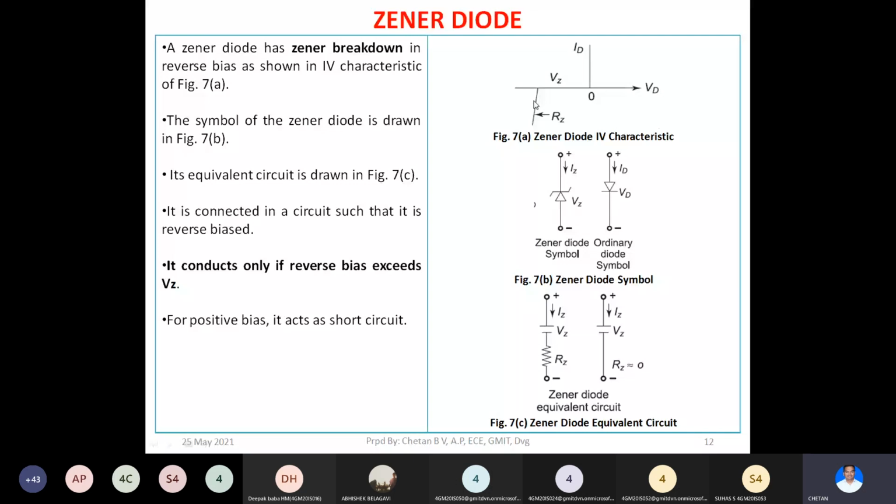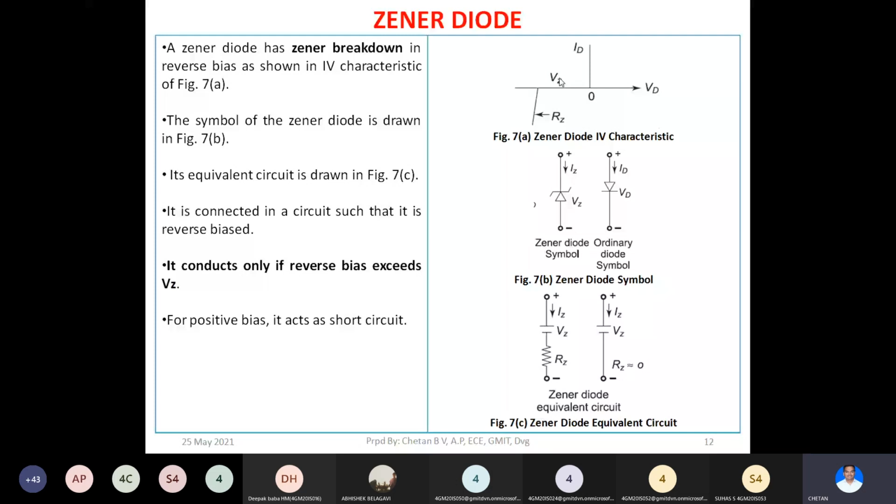So this Zener diode always will be operated in this region. This is reverse breakdown region. And one more thing, this Zener diode conducts only if reverse bias exceeds this Vz. When you operate this Zener diode in reverse biased condition, you should make sure that the applied reverse voltage should be greater than this Vz. If the applied reverse voltage is not greater than this Vz, your Zener diode cannot be used as a voltage regulator.